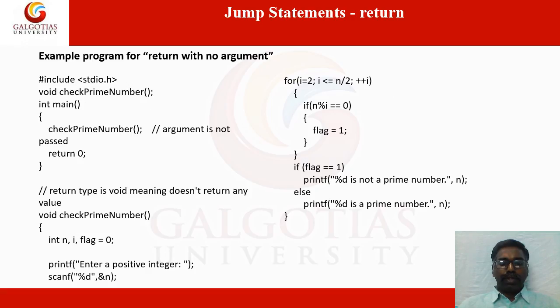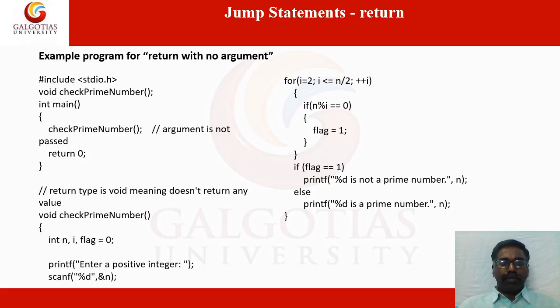Next, we are going to discuss the jump statements in C. Among that, first we are going to discuss the return statement. The return statement is further divided into two things: return with no argument and return with argument. Now we are going to discuss an example program for return with no argument. Here we are going to find out whether the given number is prime or not, and we are going to do it by means of the return with no argument concept.